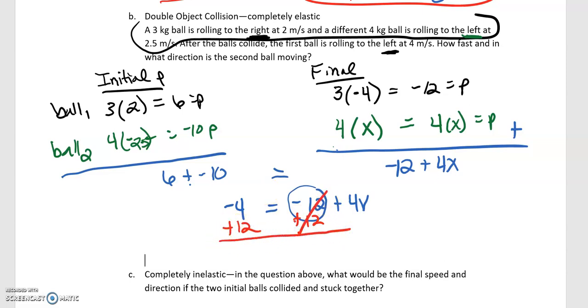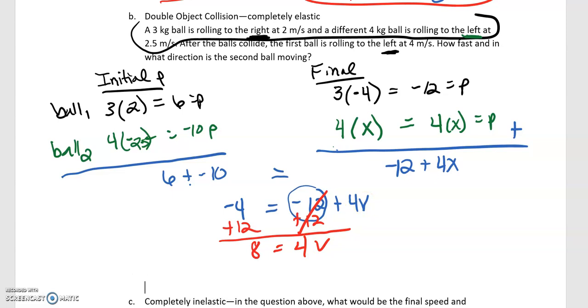That will cancel those two out. That leaves me with 8 here and 4v. And then to get rid of the timesing by 4, I would need to divide both sides by 4, and that cancels out. 8 divided by 4 is 2. So it looks like the velocity of that second ball would be 2 meters per second.